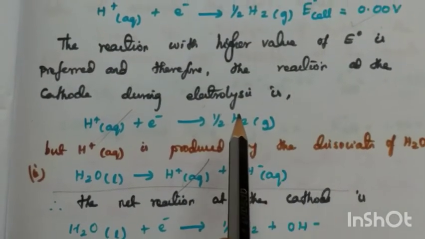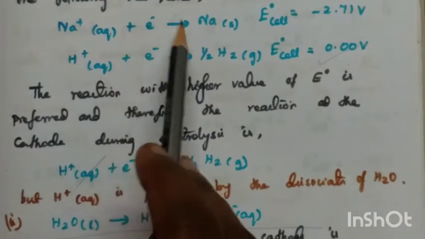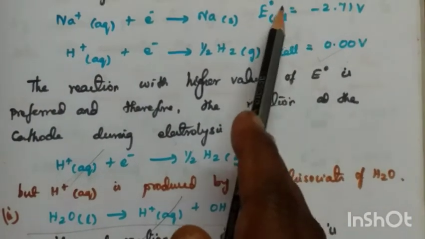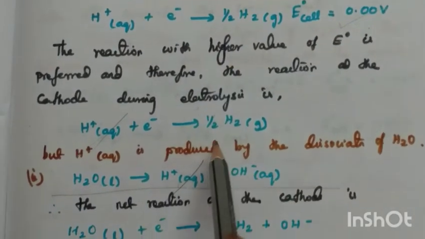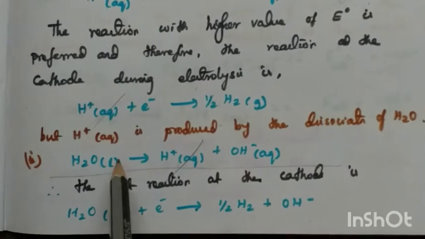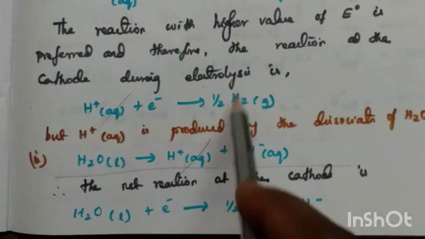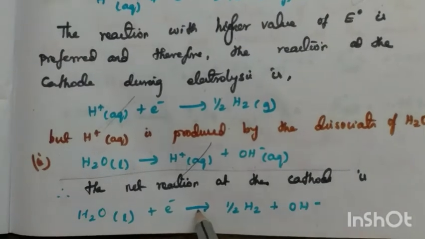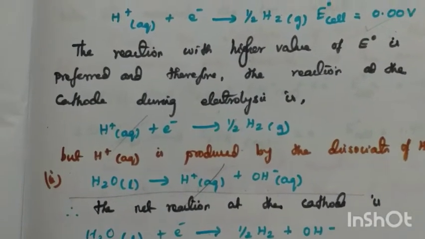So what happens at the cathode? Na+ and H+ are both present and both can be involved in the reaction. Both EMFs are noted, and the one with the higher value is preferred. H+ is preferred, and H+ is produced from water. So consider this reaction also. What is the overall reaction? The net reaction that takes place at the cathode is this one.